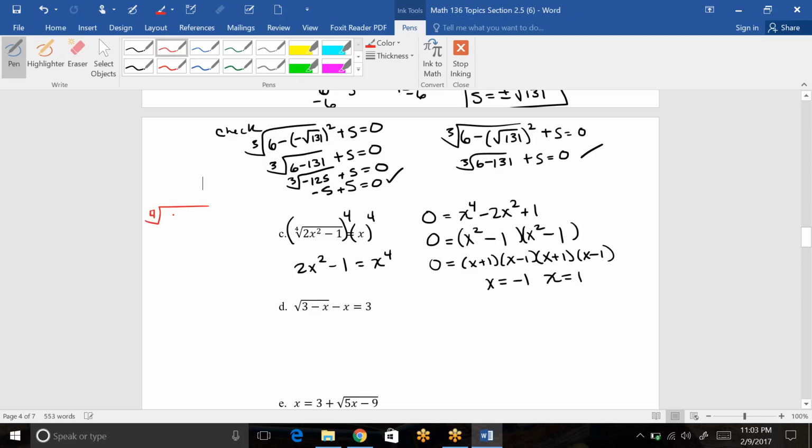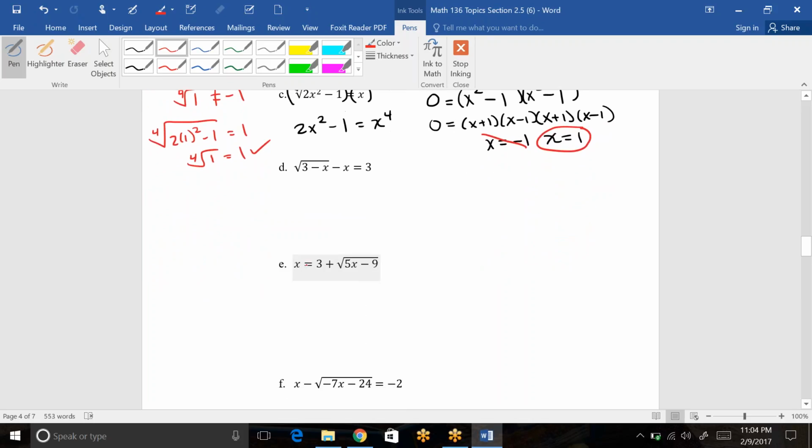So 4th root of, I'm going to do the negative 1 first. 2 times negative 1 squared minus 1 equals negative 1. I already know that this is wrong because even roots cannot equal a negative answer on the other side unless there's a negative in front of the root, and there's not. So this does not work, but I'll show you the whole thing. Negative 1 squared is 1 times 2 is 2. 2 minus 1 is 1. The 4th root of 1 does not equal negative 1. So that means this one's out. If we have a positive 1 underneath there, we'll be fine because this ends up being 4th root of 1 equals 1. So positive 1 is the only solution that works.